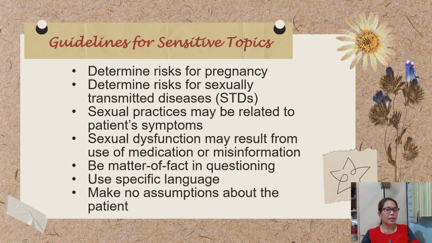Determine risk for pregnancy. Ano ba yung mga risk sa mga pregnancy? Risk for sexually transmitted diseases. Kapag halimbawa may multiple sexual partners, tapos hindi gumagamit ng condoms, risk talaga yung patient ng STD. Sexual practices may lead to related patient symptoms. Diba? Sinabi nga natin, kung iba-iba ang partner, pwedeng magkaroon ng HIV si client. Okay? Sexual dysfunction may result from use of medication or misinformation.